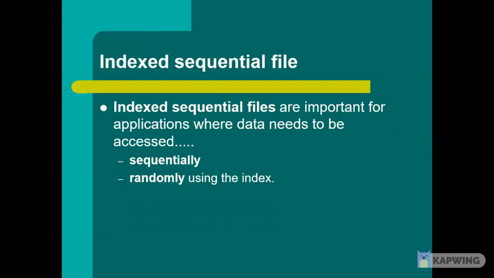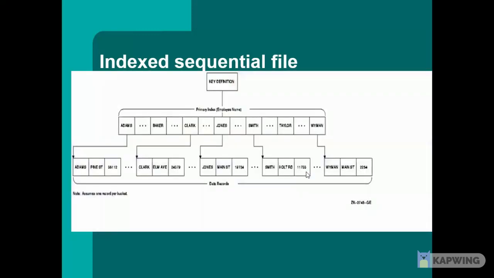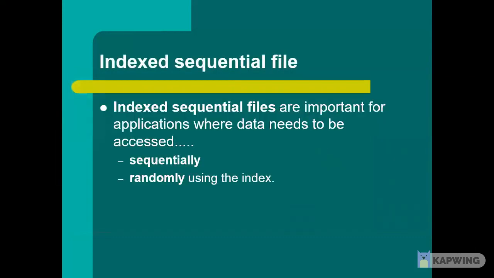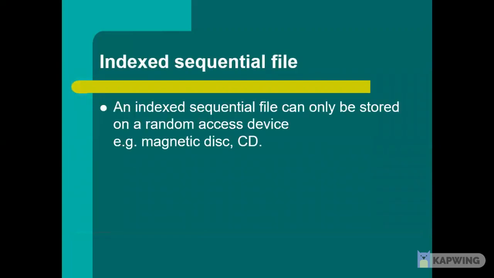Index sequential files are important for applications where data needs to be accessed sequentially. So we use index sequential where the application data needs to be accessed sequentially or randomly using the index. We can access a record randomly by using the index and go to any one. Suppose I want to go to Taylor. The Taylor record will be here, so we directly access the record of Taylor. Starting with A till W, sequentially, we are storing the records in chronological order A to W, and randomly accessing using the index. An index sequential file can only be stored on random access devices, that is, magnetic disks or CDs.